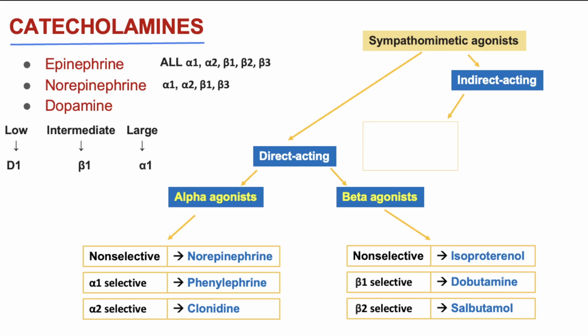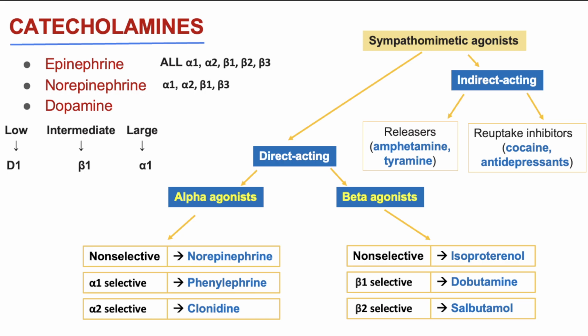Under indirectly acting drugs, you have drugs which are able to increase the release of the norepinephrine. The examples are amphetamine and tyramine. There are also drugs which can inhibit the reuptake of the norepinephrine back into the presynaptic terminals. This is done by cocaine and antidepressants. So this is the classification of sympathomimetic agonists.